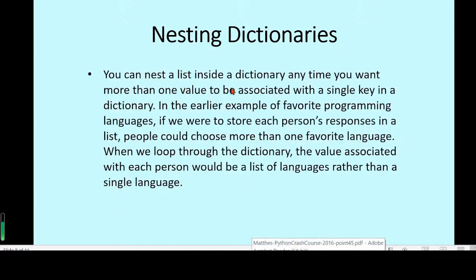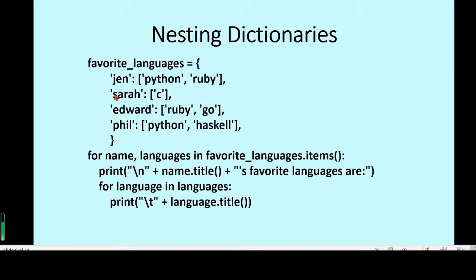You can nest a list inside a dictionary anytime you want more than one value to be associated with a single key in a dictionary. So in the earlier example of favorite programming languages, if we were to store each person's response in a list, people could choose more than one favorite language. So when we loop through the dictionary, the value associated with each person would be a list of languages rather than a single language. So for the programming languages dictionary, this time we use a list to store the value for the languages each person likes.